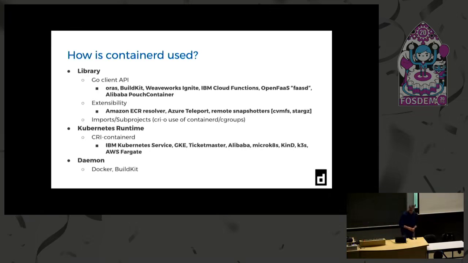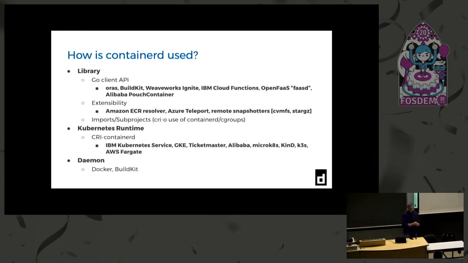MicroK8s in Canonical's Ubuntu, Kind, K3s from Rancher, AWS Fargate is now using it to drive their Firecracker-based isolation. So again, I'm not going to dig into the details of that. Those are fairly straightforward. You've heard today, if you've been in here, about the CRI interface. You can implement that with the CRI containerd component, and of course then drive containers using the OCI runc and other potential isolators. So really where we'll focus for the last few minutes of this is who's using it as a library.